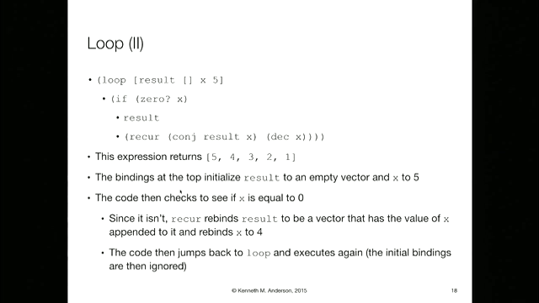And I went through this last time, so I'm not going to go into it in great detail, but basically here we had loop with these bindings, result equals empty list, and x equals 5. We checked to see if the x that was passed in was 0, and if it is, we're done. We're going to pass back the result, which is going to be whatever the list is at that time. And then here's the recur statement that's going to jump back up to this loop. And then the conj statement is a way to append to a list, so it's appending the value of x. And then we're rebinding x to say your next value is going to be x minus 1, which is what the decrement statement is here.